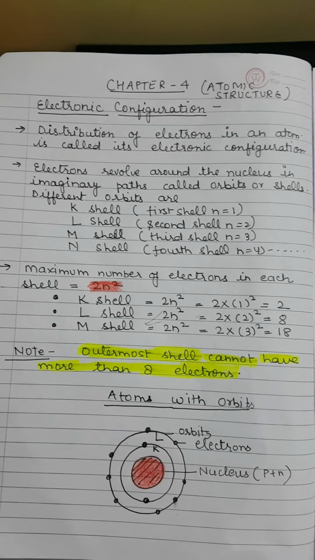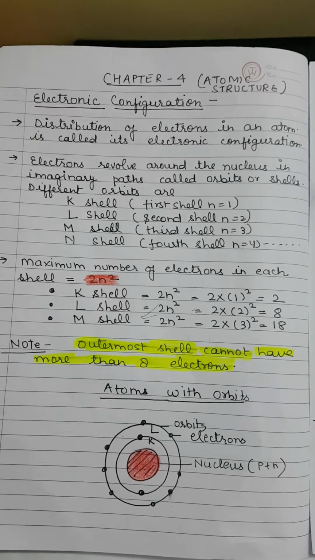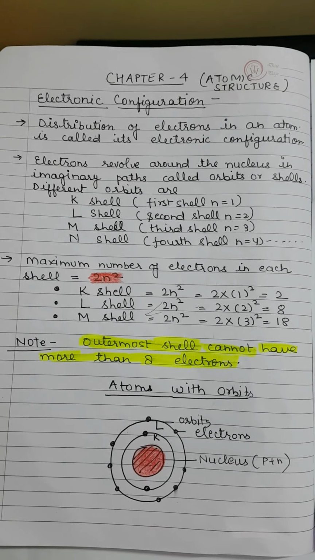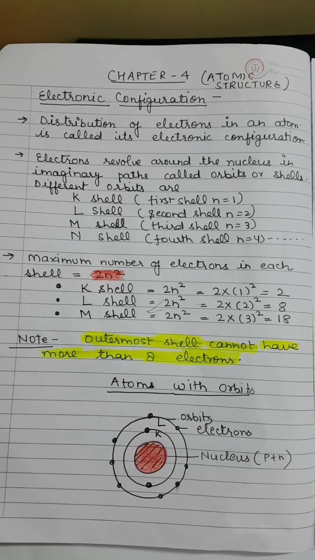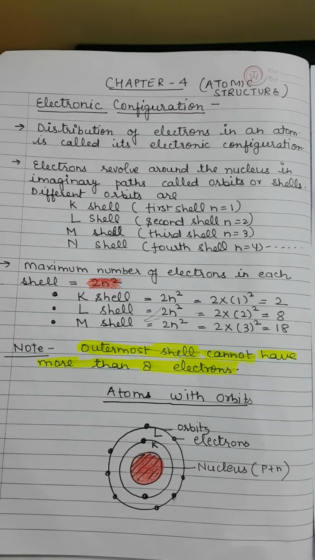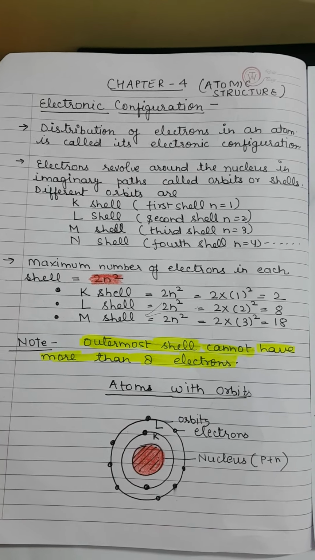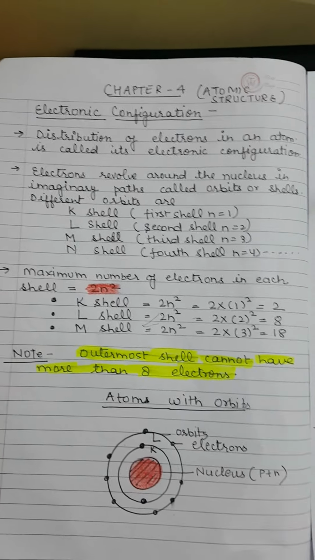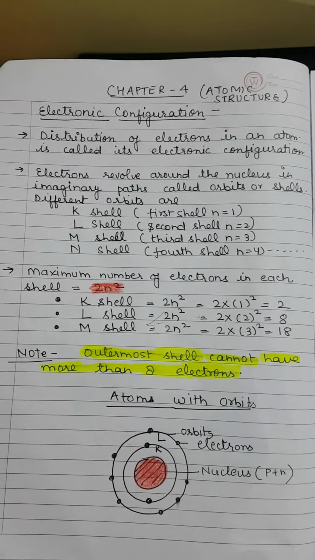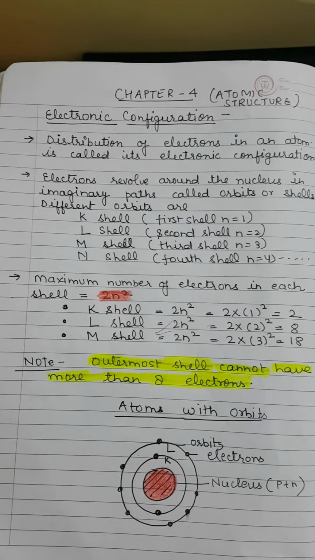Second shell, L shell. Again apply the formula 2n squared, that means 2 into 4, 8. In the second shell, the maximum number of electrons is 8. M shell, that is the third shell, the maximum number of electrons is 2 into 9, that is 18. It is like that only.